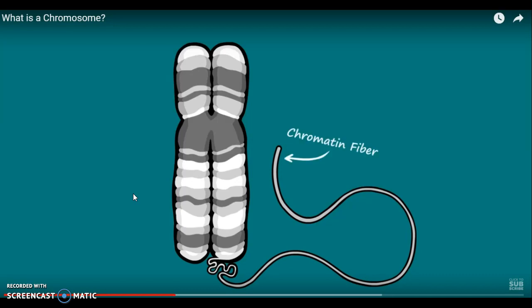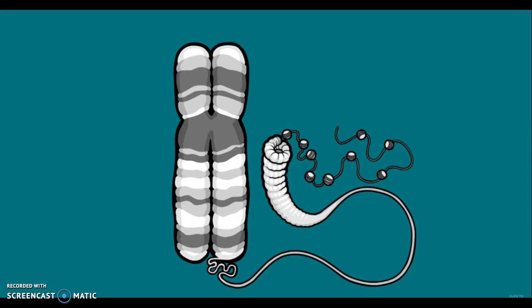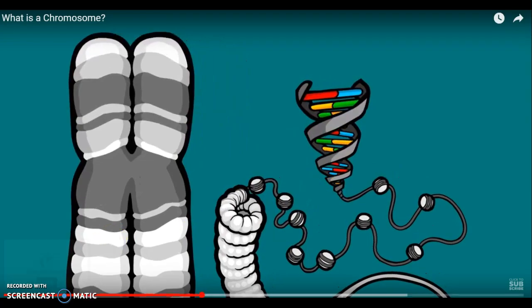Check out some more. So it's showing you that the chromosome itself is really tightly coiled and compacted DNA, folded with these things called histone proteins. We'll learn more about them.